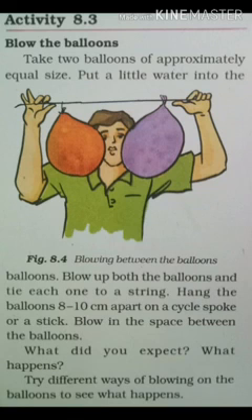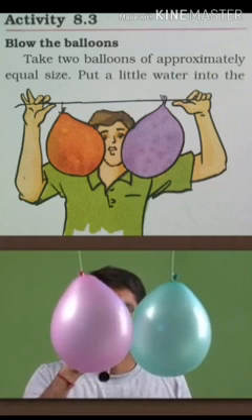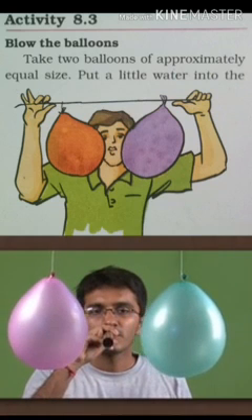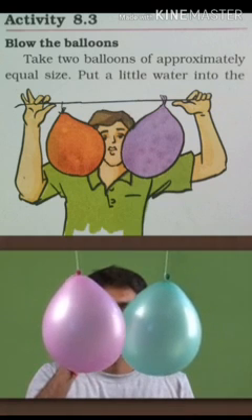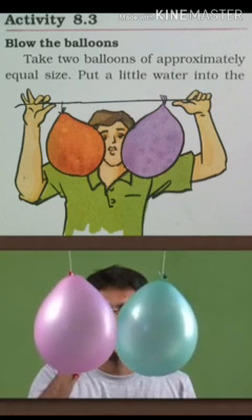Take two balloons of almost equal size and blow them up, and tie these balloons with the help of a string on either a cycle spoke or a stick, so that there is some gap of 8 to 10 centimeters in between these two balloons. Now try to blow in the space in between the balloons. What will you see? You must have thought that the balloons will move away from each other, but instead, when you blow, the balloons move closer to one another.